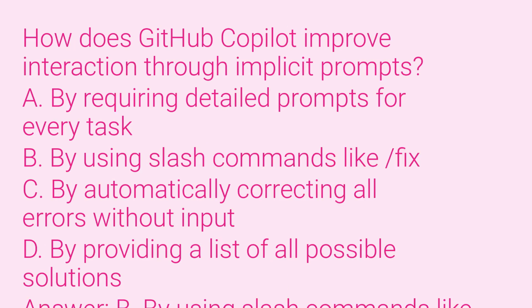How does GitHub Copilot improve interaction through implicit prompts? A. By requiring detailed prompts for every task. B. By using / commands like fix. C. By automatically correcting all errors without input. D. By providing a list of all possible solutions. Answer. B. By using / commands like fix.